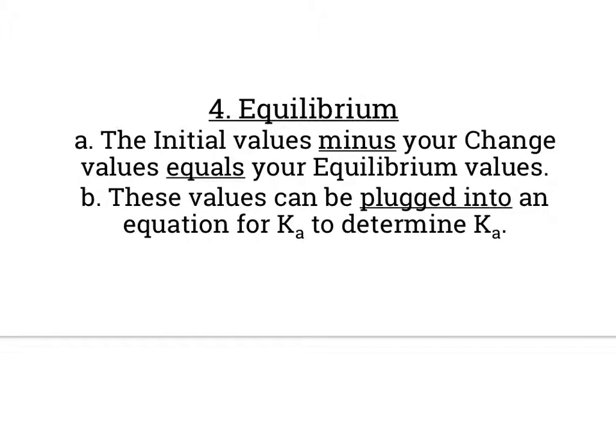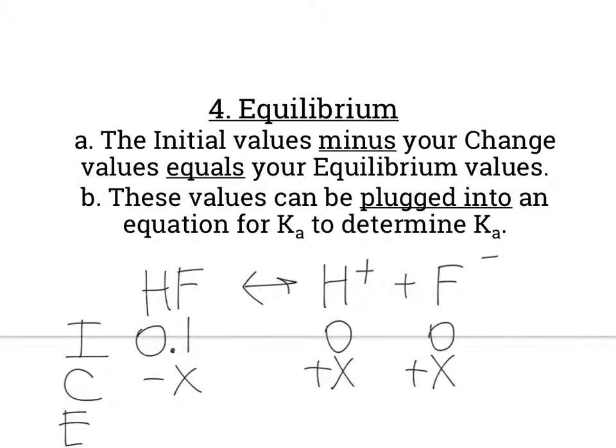Lastly, you have the equilibrium row. So we have HF, and back with the original problem. Again, I just gave you the 0.1. You wouldn't have known that without being told. Your equilibrium, or the initial values minus your change values, equals your equilibrium values. Because basically we say, if this is the change that we went through without the reaction, here's our ending result. So this means this will be 0.1 minus x. This will be x, and this will be x.